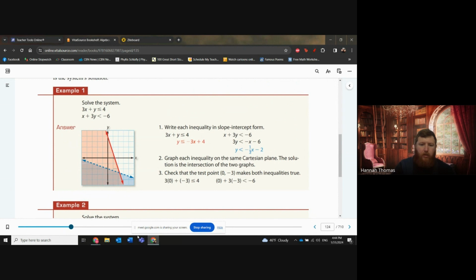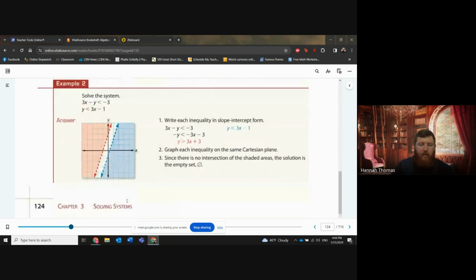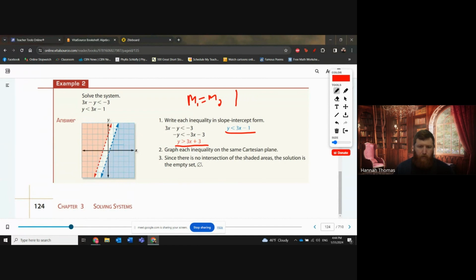All right, and then example 2 is to solve the system. When we convert them both to slope-intercept form, you're going to see y is less than 3x minus 1 and y is greater than 3x plus 3. These have the same slope, so that means they're parallel. They also have different y-intercepts, which means they cross the y-axis at different points, but their slopes are exactly the same. So that means they'll never cross. Since there's no shading that overlaps at all, the answer is an empty set.